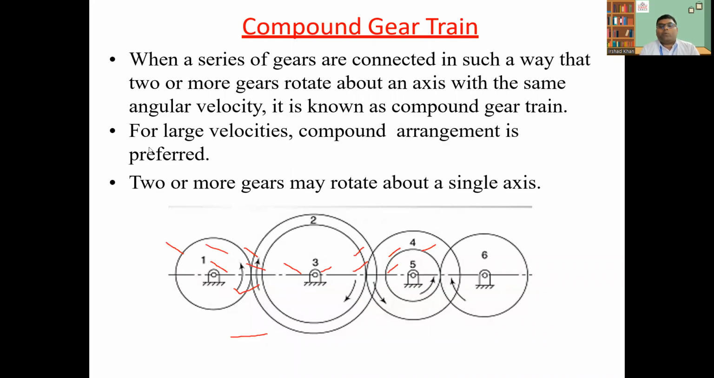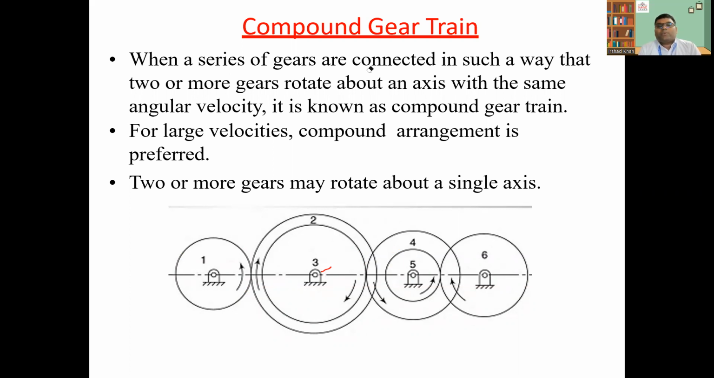In the compound gear train, in this simple arrangement you can see two, or sometimes more, gears mounted on one shaft. You can see gears 2 and 3 are mounted on one shaft, and 4 and 5 are mounted on one shaft. So let's talk about the compound gear train.